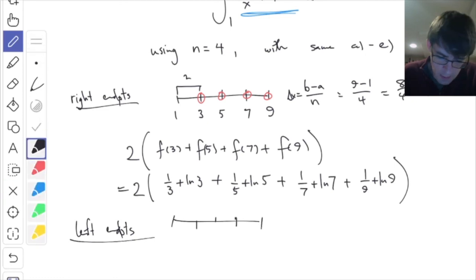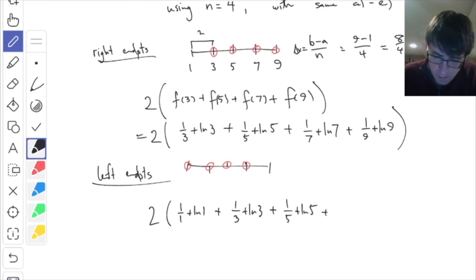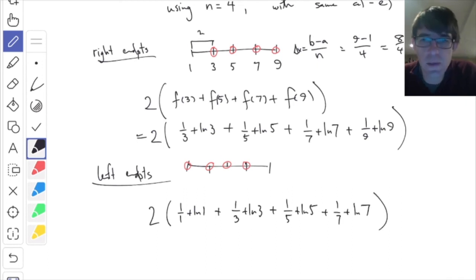I'm using these points, right? Instead of the other ones. So I start with the 1, I end with the 7. So my answer will be 2 times 1 over 1 plus ln 1 plus 1 over 3 plus ln 3 plus 1 over 5 plus ln 5 plus 1 over 7 plus ln 7. That's it. This is the left endpoints. That's all there is to it. Any thoughts about that one?